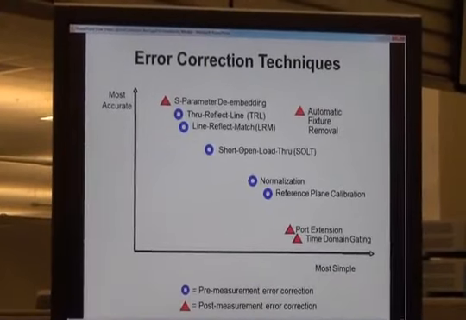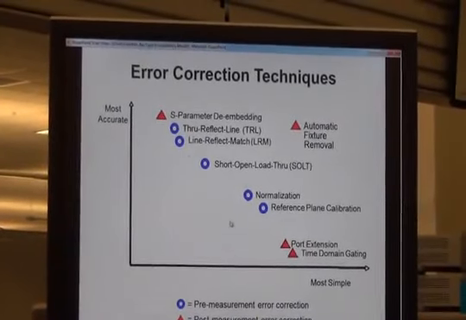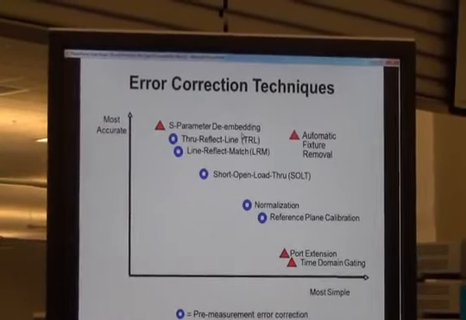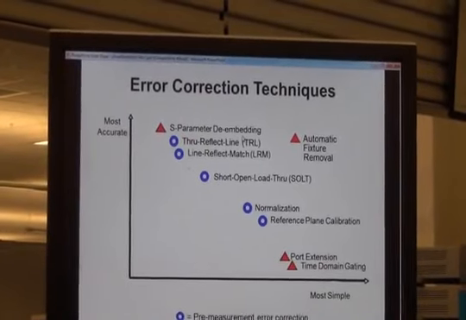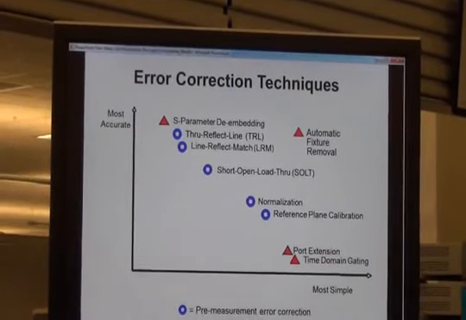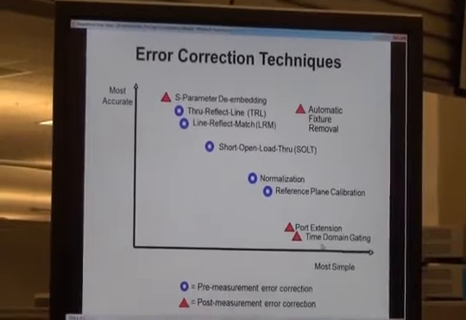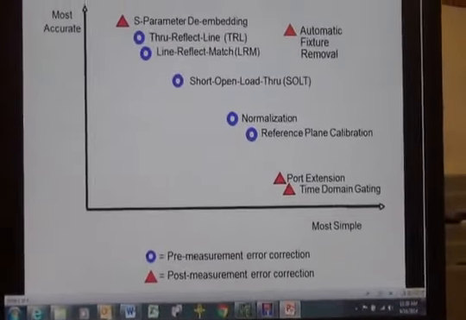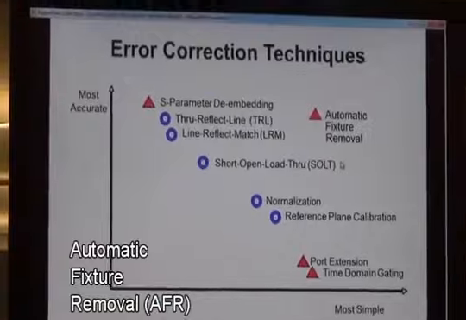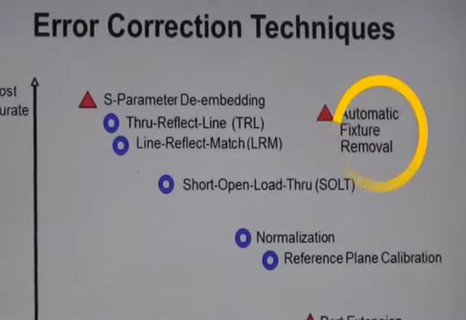And then with the red triangles, we have what's called post-measurement error correction. De-embedding, once you have the S-parameters of the structure you want to remove, you can do de-embedding. Port extension, time domain gating, and then the new game in town is called automatic fixture removal, or AFR, and that's what we're going to show today.